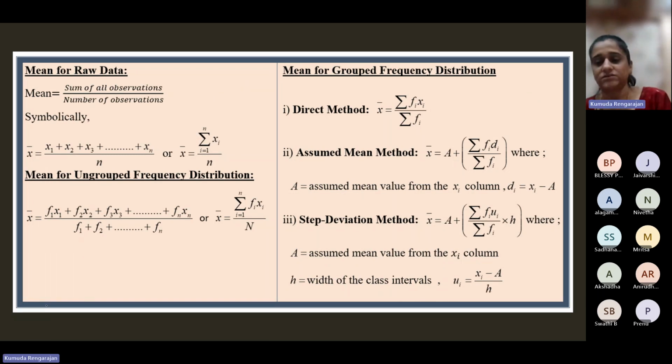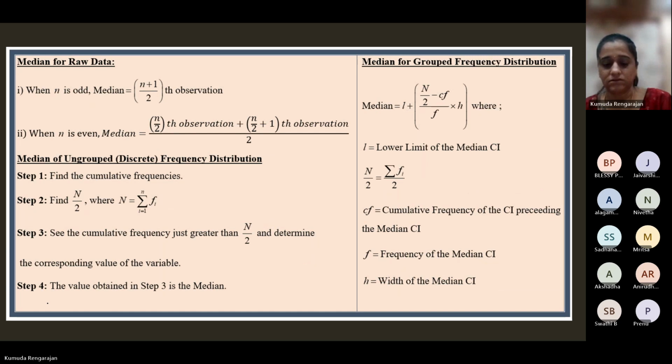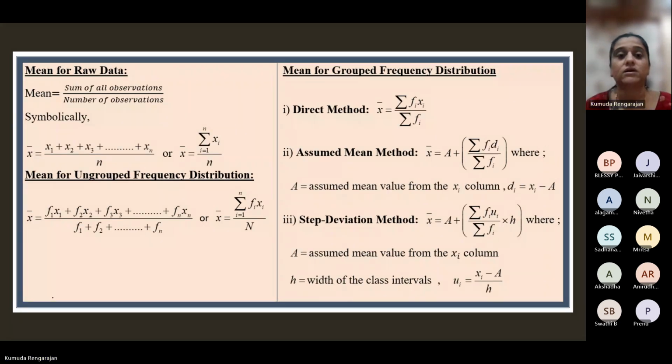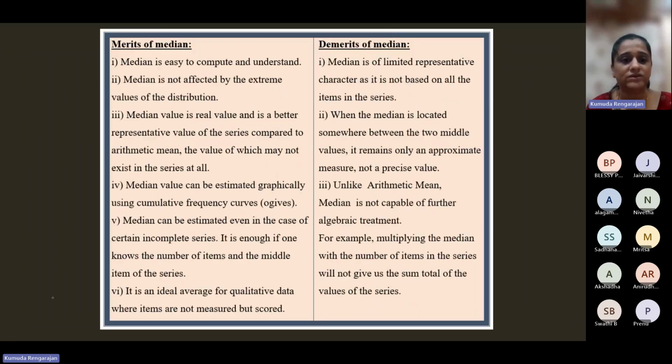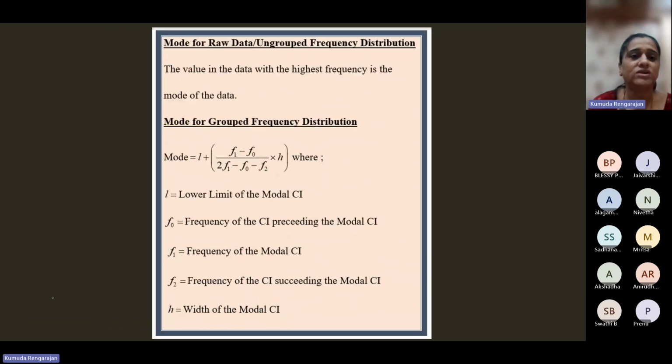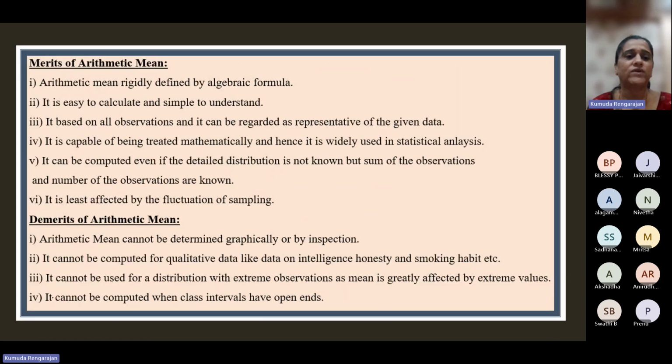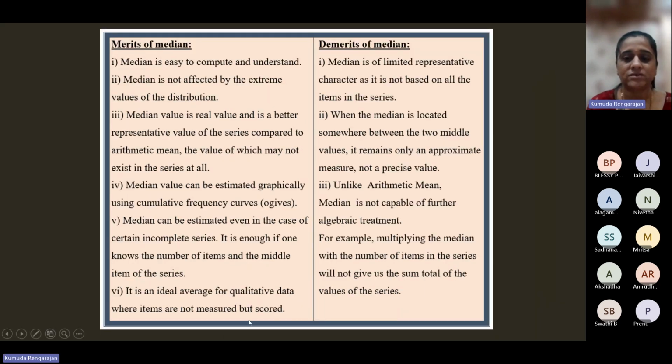Now, I'll just take up a question. We'll see the formula to find the median and mode also today, but we'll just take up a question. So children, these things, merits of arithmetic mean, demerits will not be discussed in the class. So that's for you to read and remember. You're not asked theory questions, but you can just give it a reading just in case you might need it sometime.